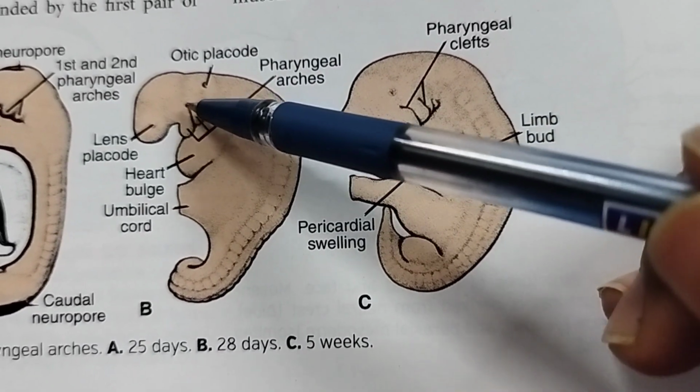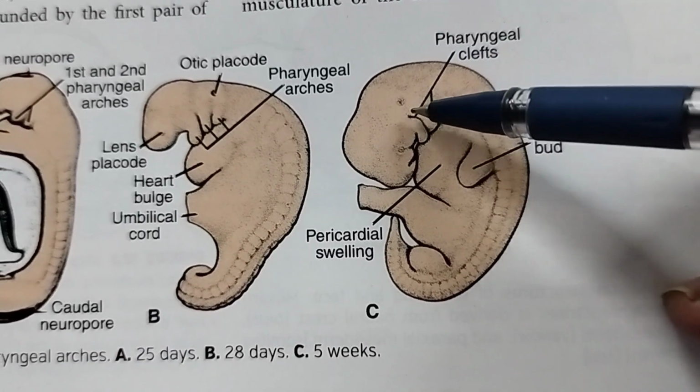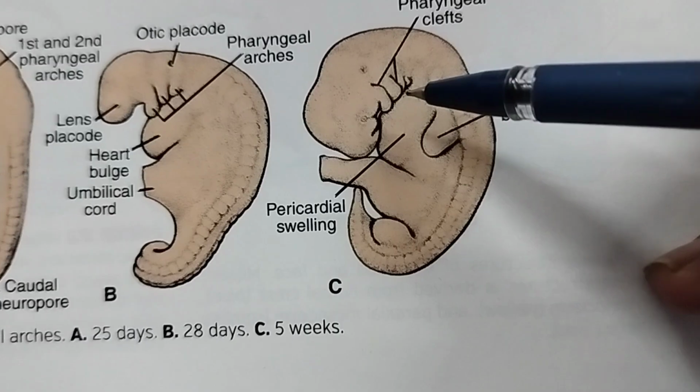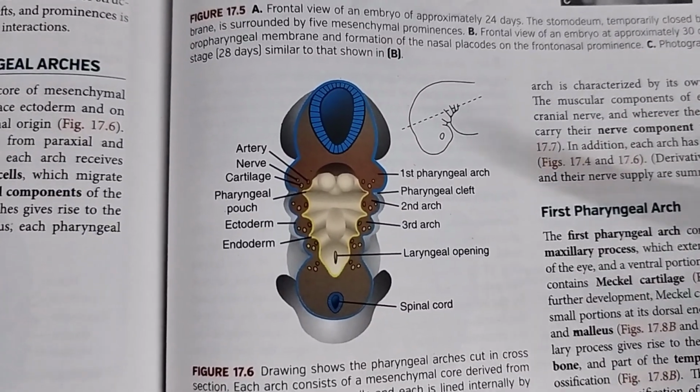Between two pharyngeal arches, from outside, you can see some cleft-like feature. These are called pharyngeal clefts. Now, components of pharyngeal arches.